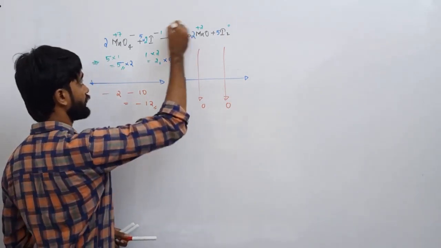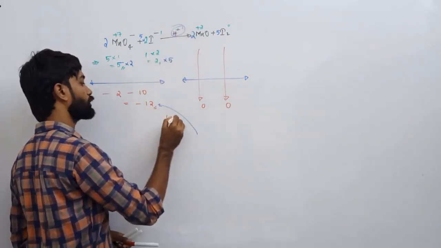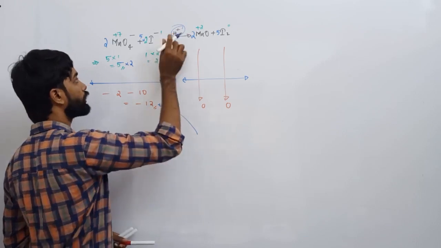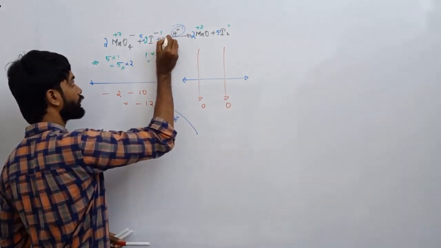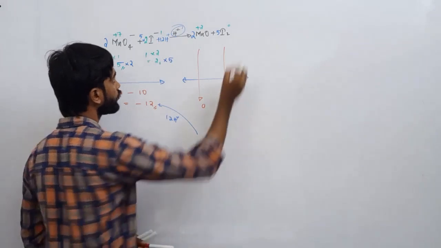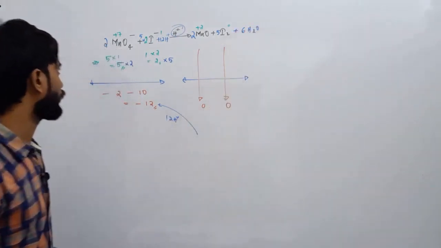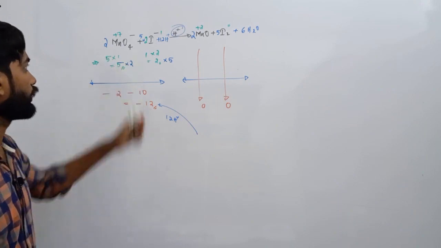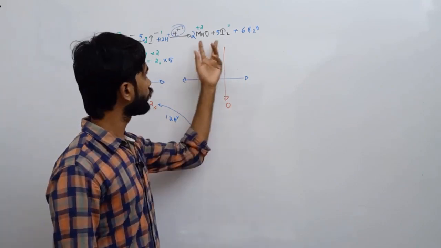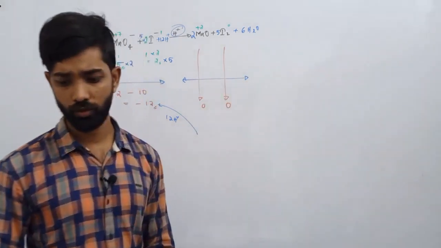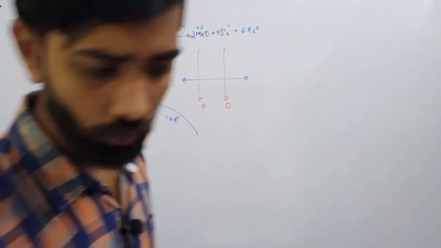The medium is acidic, so supply 12H+ here. Then on the opposite side there will be 6H2O, right? Then finally you count the oxygen. Here 8 oxygen, and here 2, 6, 8 oxygen. Now the reaction is balanced. Okay.